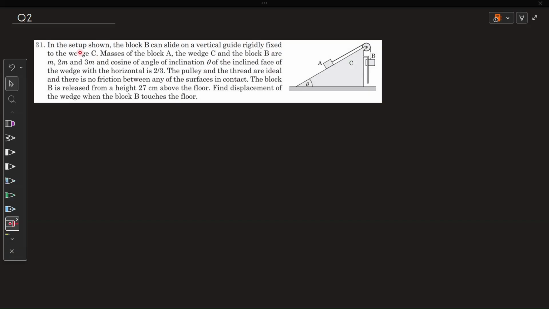Question number 2. In the setup shown, the block B can slide on a vertical guide rigidly fixed to the wedge C. Mass of the block A, the wedge C, and block B are m, 2m, and 3m. And cosine of angle of inclination theta of the inclined face of the wedge with the horizontal is 2 by 3. The pulley and the thread are ideal and there is no friction between any of the surfaces in contact. The block B is released from a height 27 cm above the floor. Find displacement of the wedge when block B touches the floor.